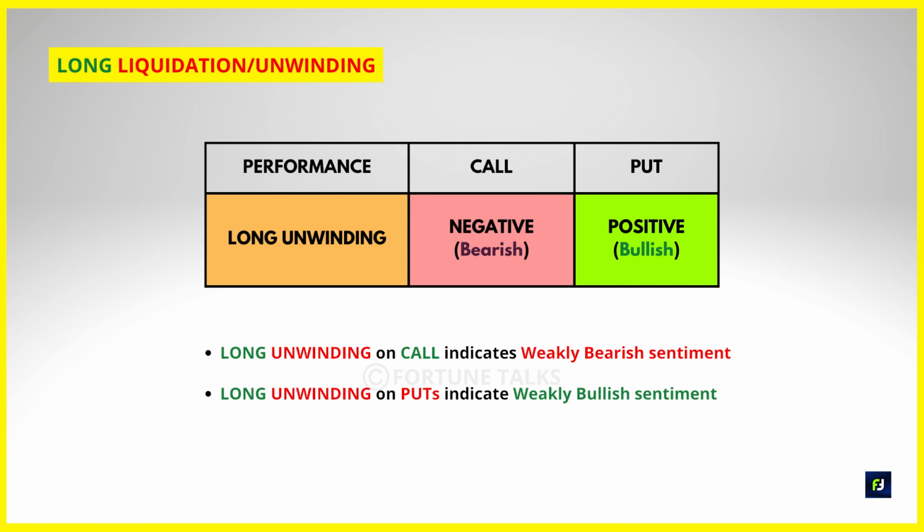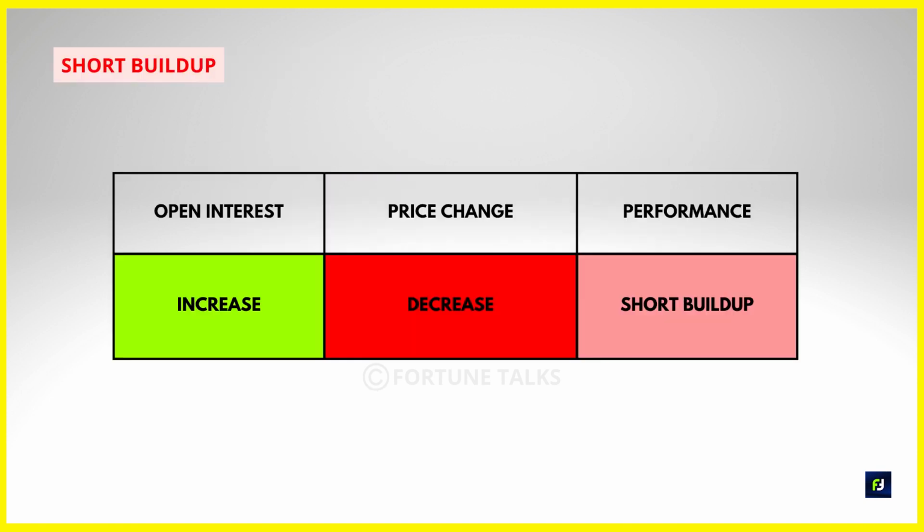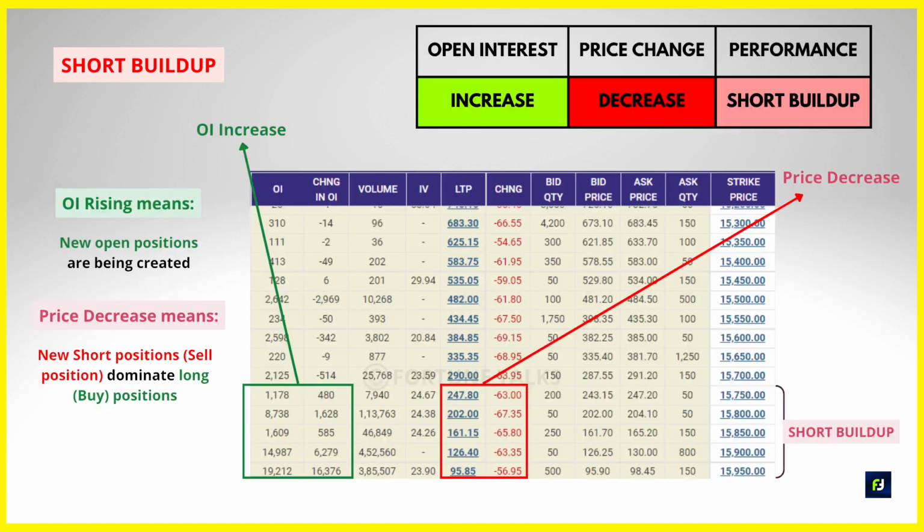Now in the third case, if the prices are falling but the open interest is rising, this is called a short buildup. So if the prices are falling and the open interest is rising, it straight away means that the shorts are dominating the longs. Since the open interest is rising, it means that new contracts are being added. But since the price is also falling, it means that the new contracts which are being added are dominated by shorts and not the longs.